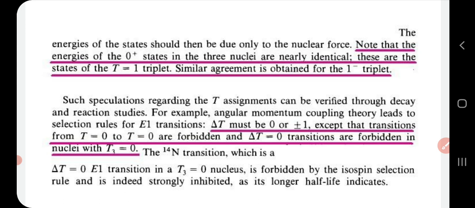Now there is another state. We know that the energy that each state can have is mainly due to the presence of nuclear force. Now the energy of the 0 plus state, that is another state, in the case of all nuclei will be the same or identical, and these states are actually T equal to 1 triplet states.